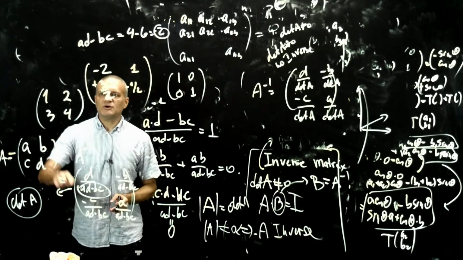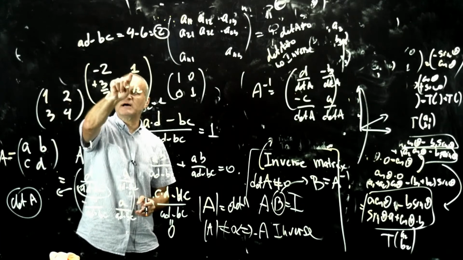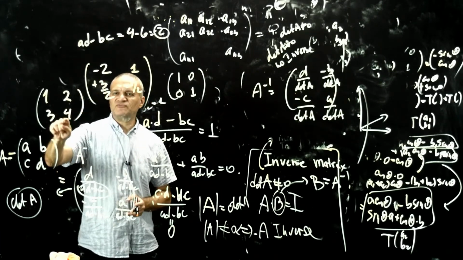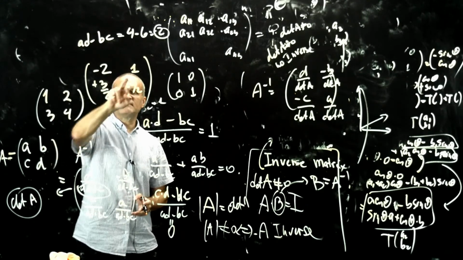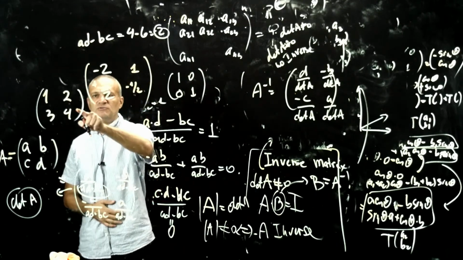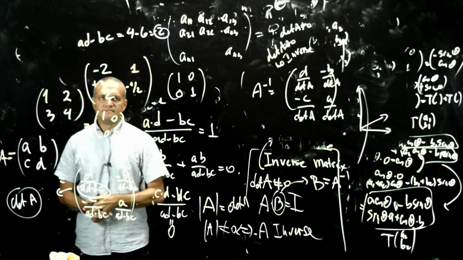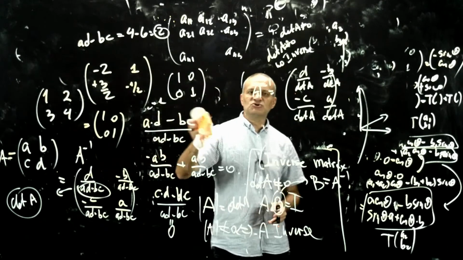Okay? So 1 times minus 2 plus 2 times 3 halves is 1. 1 times 1 plus 2 times minus half is 0. 3 times minus 2 plus 4 times 3 over 2 is 0, right? And 3 times 1 minus 4 times half, minus half, is actually 1. So when you multiply this matrix by this matrix, you are actually getting the identity. Now, what does it have to do with the solution of linear equations?